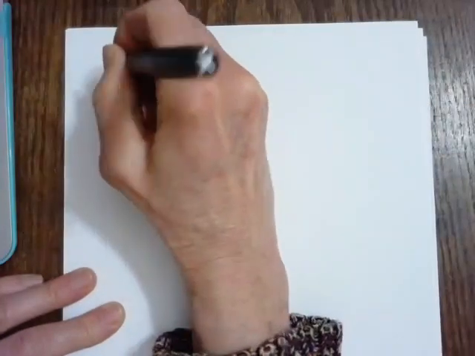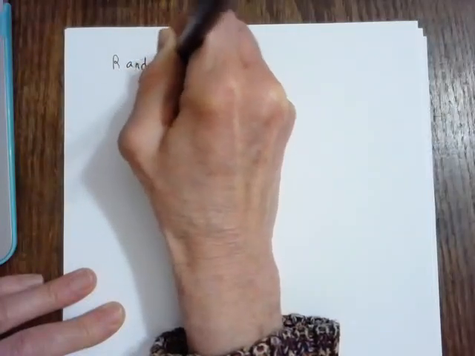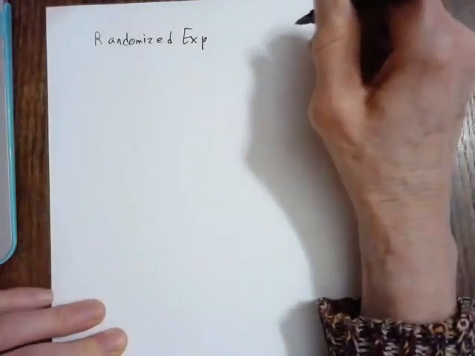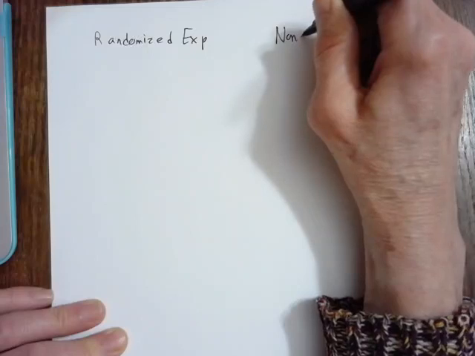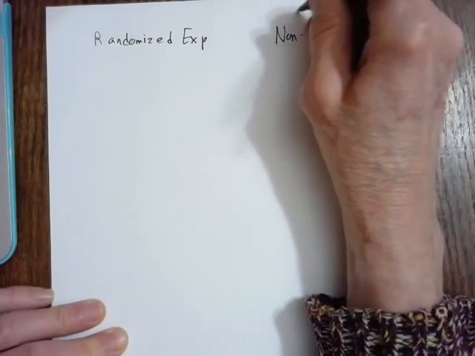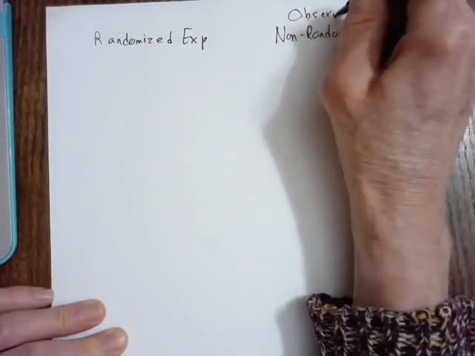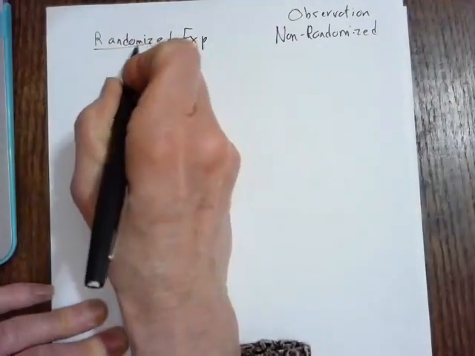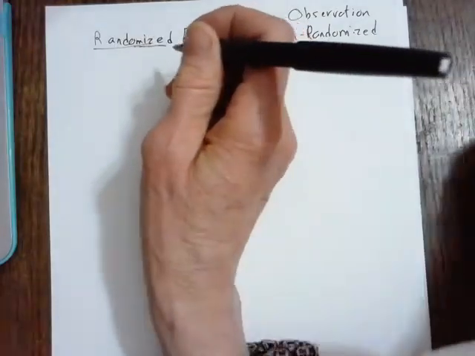So for experimental design, the first thing you should ask yourself is, is it a randomized study? Is it a randomized experiment, or is it a non-randomized experiment or observational? Both of these you can lump together: observational and non-randomized experiments.